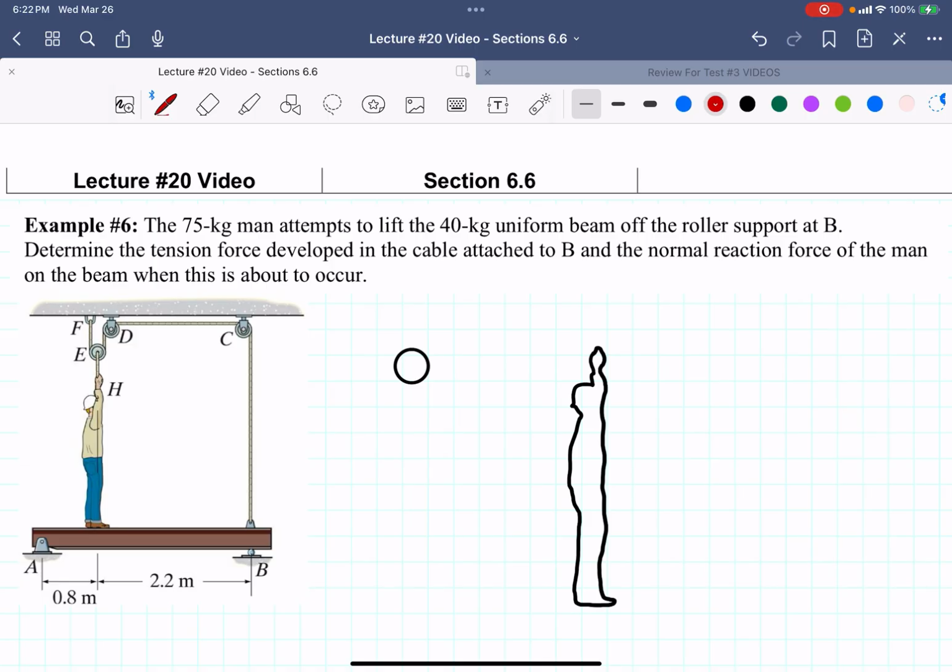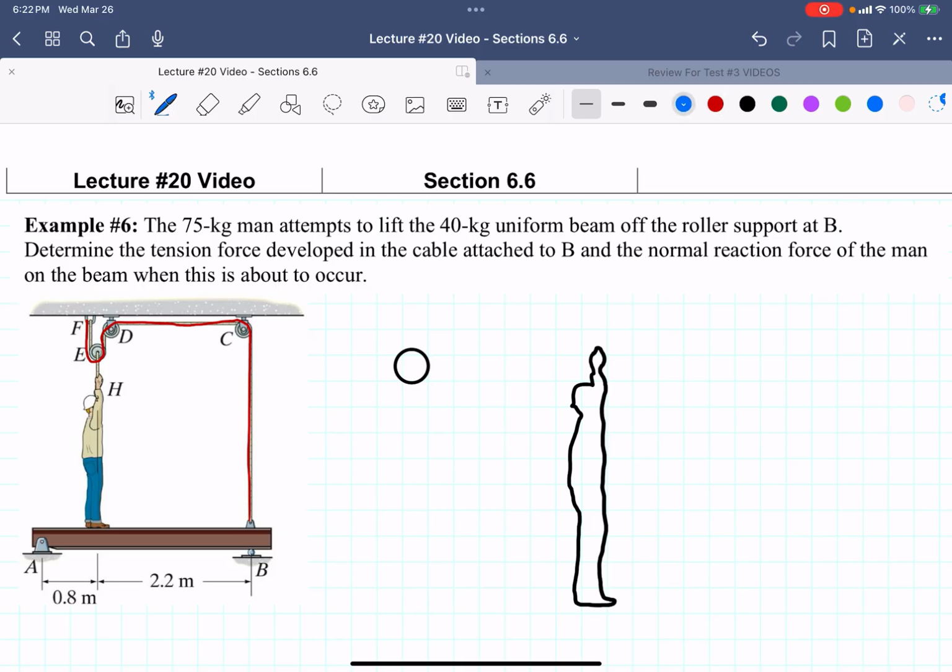So I'm going to have a couple different free body diagrams I need to do. The first one I'm going to do is for the pulley at H. Now, notice that the rope is the same rope throughout the entire distance. So whatever this man is pulling, that is the same tension force through that entire rope.